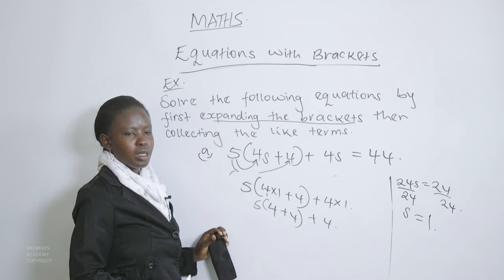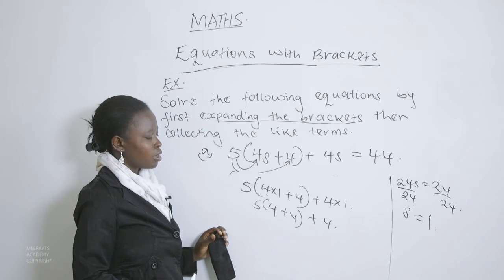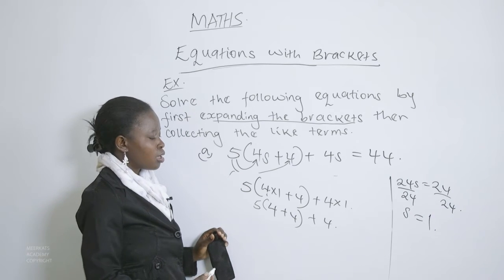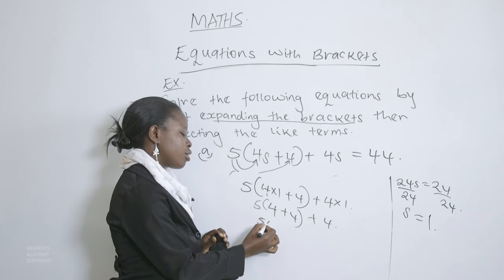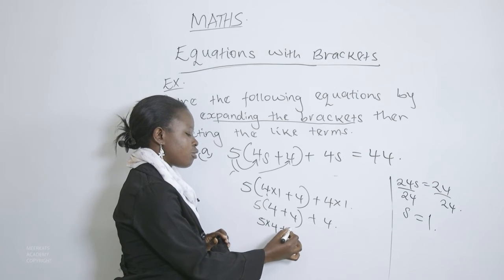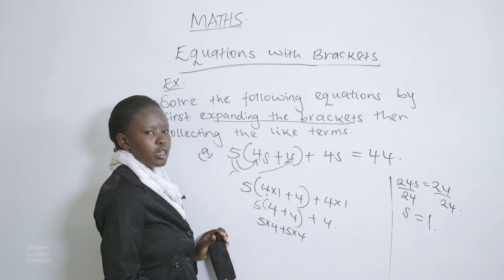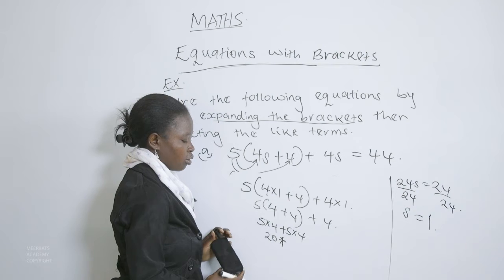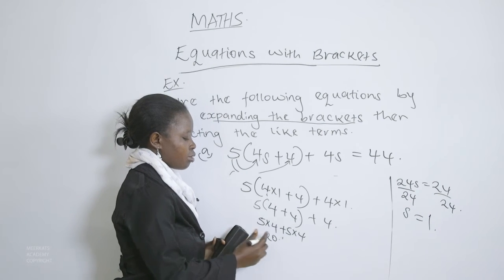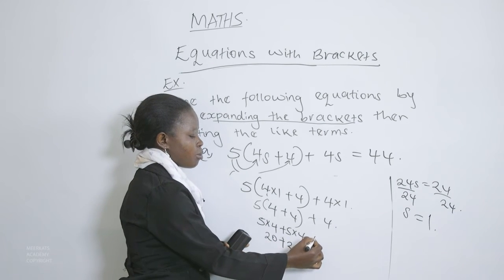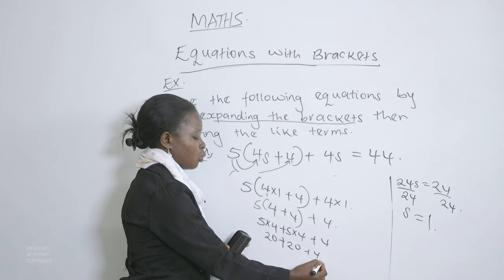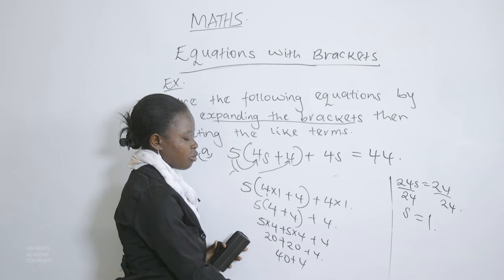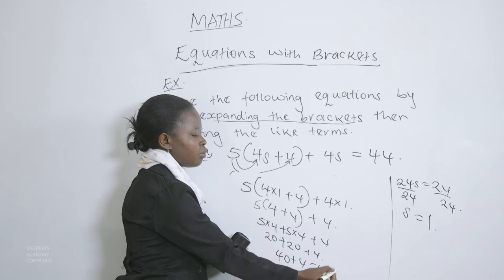Multiplication means that the number that is outside the bracket should multiply all the contents inside the bracket. So I have 5 times 4 plus 5 times 4. 5 times 4 is 20. 5 times 4 is 20. So we'll have 20 plus 20. Then remember we have plus 4 plus 4. 20 plus 20 is 40. Then plus 4, which gives us 44.